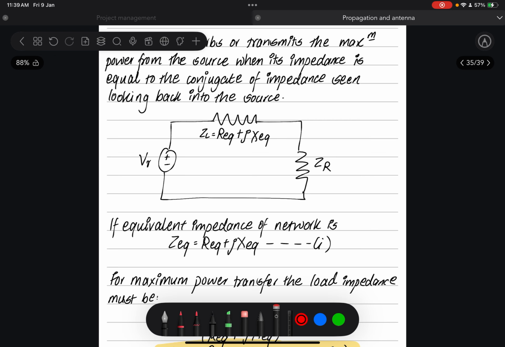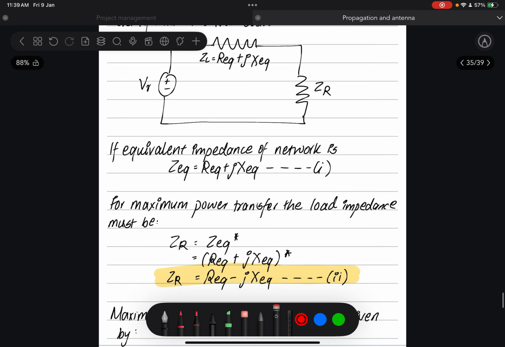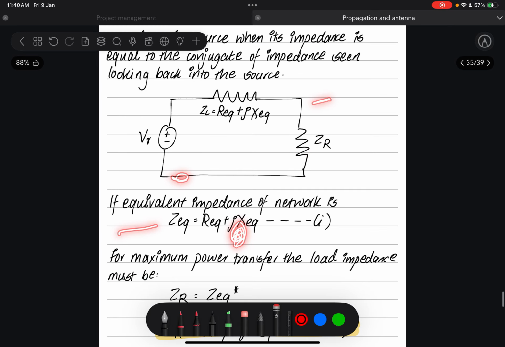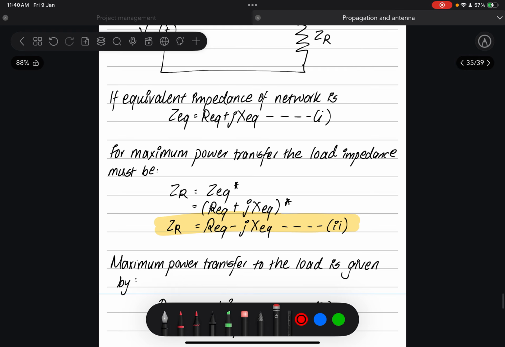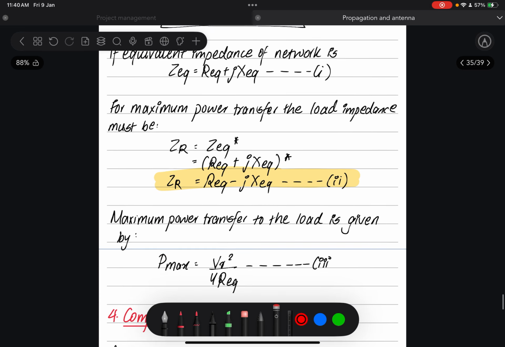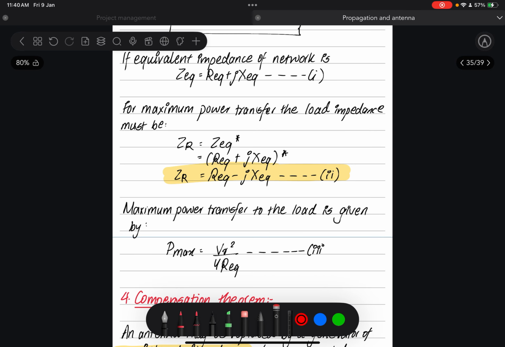So the equivalent impedance is Z equivalent equals R equivalent plus jX equivalent, the resistance plus the reactance, written in the simple form of the network. For maximum power transfer, the load impedance ZR must be the conjugate of Z equivalent. That is, ZR equals R equivalent minus jX equivalent, and the maximum power transfer to the load is given by this.